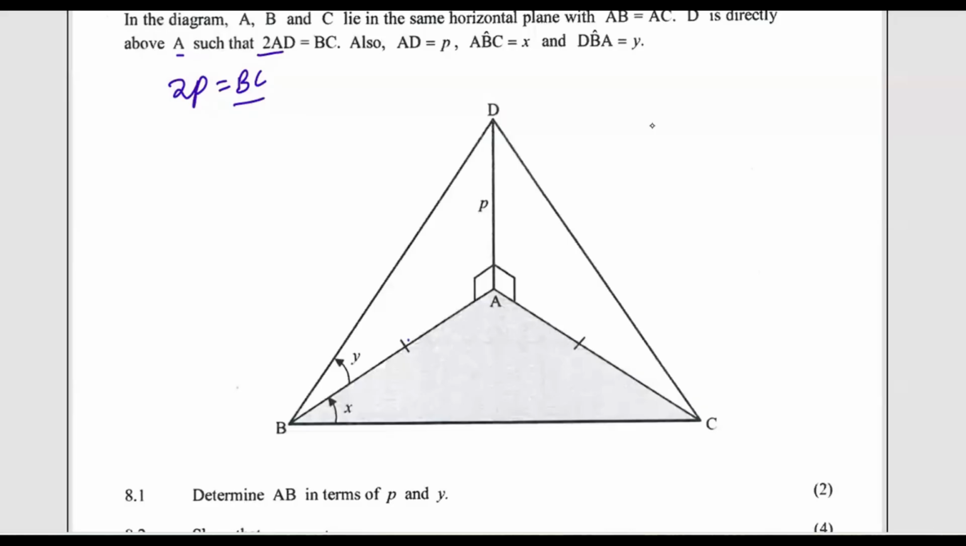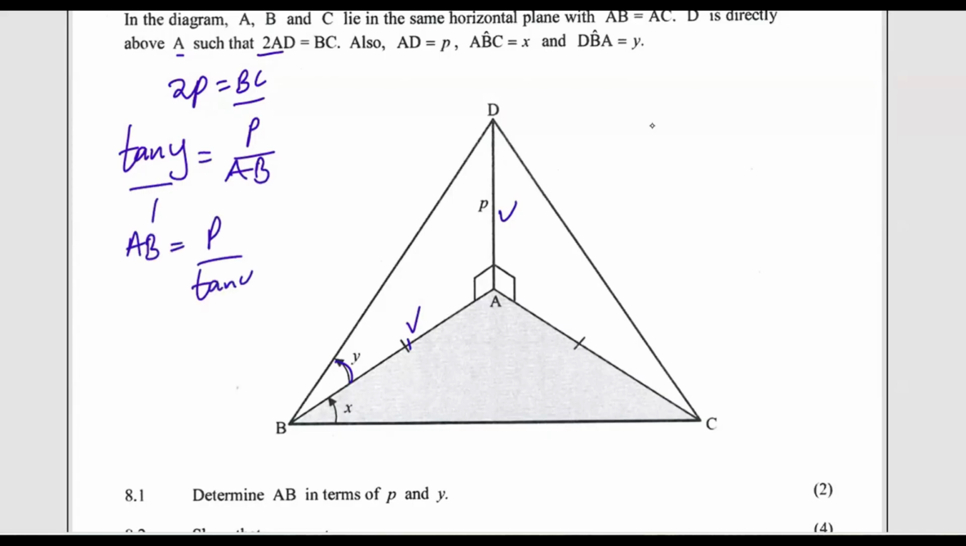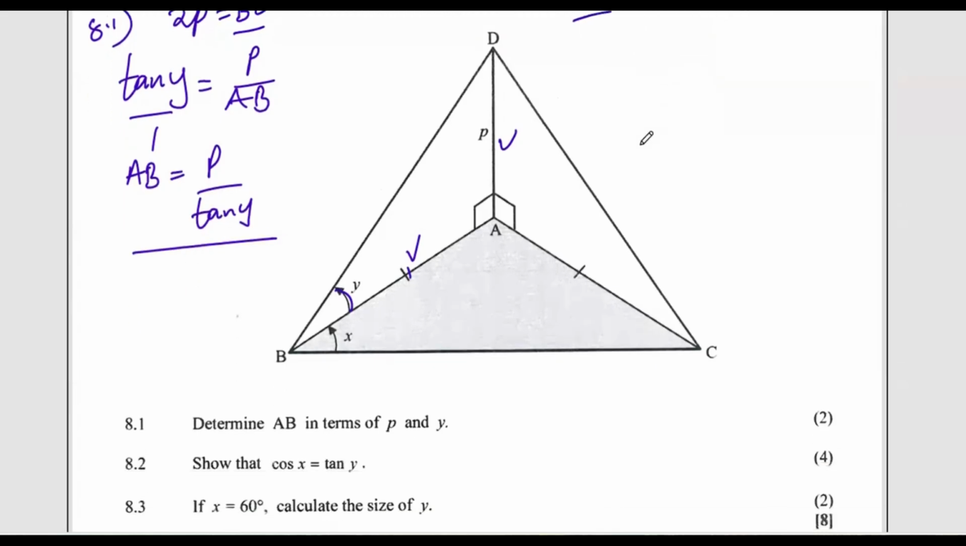This is AD, but we're seeing that this is a right angle triangle, so we can use our trig ratios. And the ratio that combines the adjacent and the opposite is the tan. So I would say that the tan of Y is equivalent to the opposite, which is P, over the adjacent, which is AB. Let's make AB the subject. AB is going to be P over the tan of Y. That is 8.1.